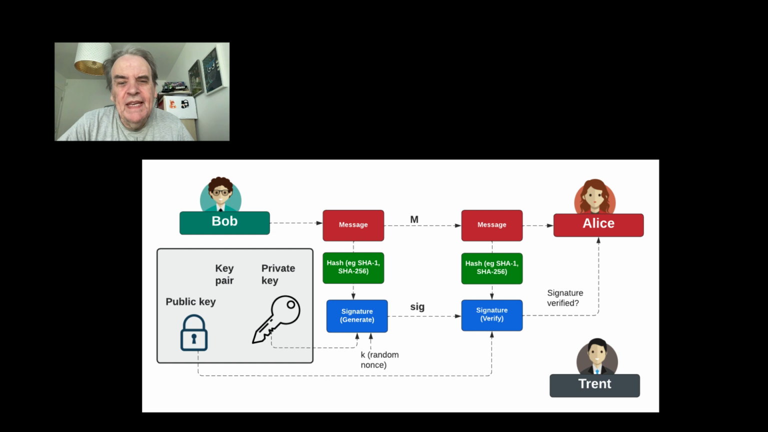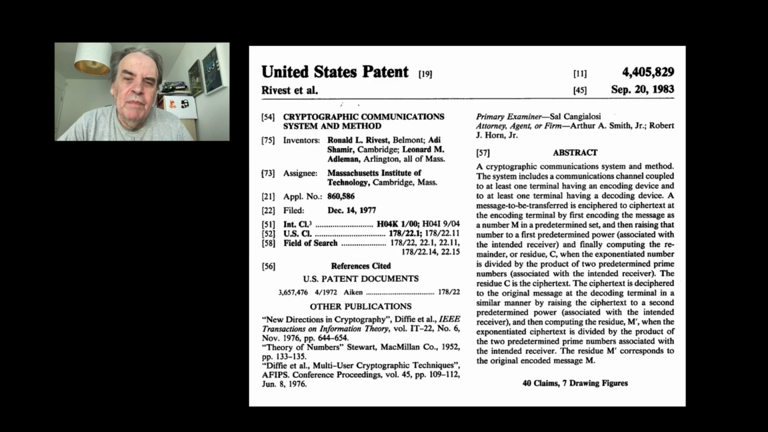Blockchains use public key encryption to integrate digital trust. Bob signs for a transaction with his private key, and Alice proves this with Bob's public key. The first usable public key method was RSA, created by Rivest, Shamir and Adleman. It was first published in 1979 and defined in the RSA patent entitled Cryptographic Communication System and Method.